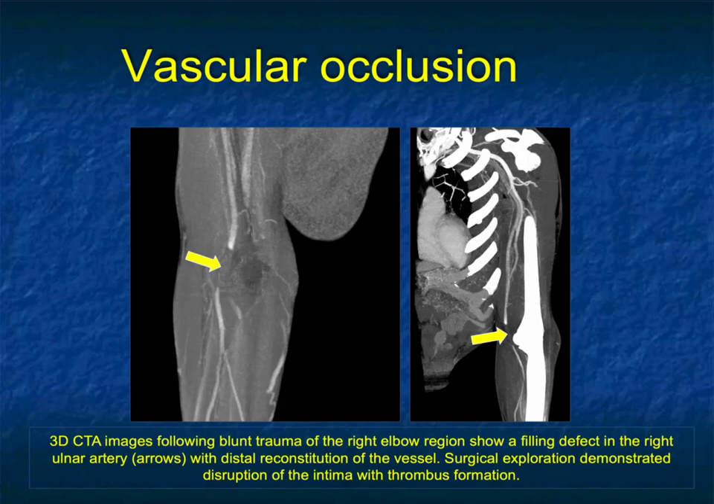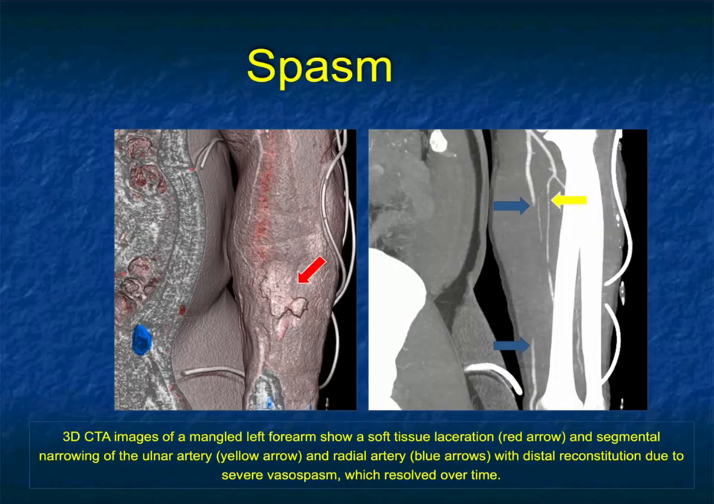Here's another example of blunt trauma to the right elbow region with a filling defect of the ulnar artery with distal reconstitution of the vessel. At surgery, this was disruption of the intima with thrombus formation. One has to say when you look at this image, it does look like a thrombus. So again, trauma can result in thrombus. It depends how the vessel is stretched. So things like spasm, clot, and occlusion can all occur. Usually we can tell things apart, but sometimes it is really difficult.